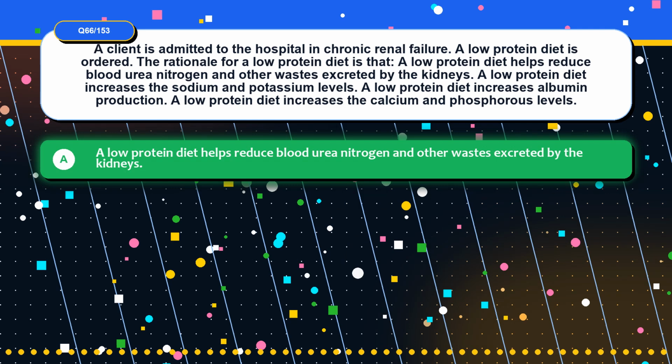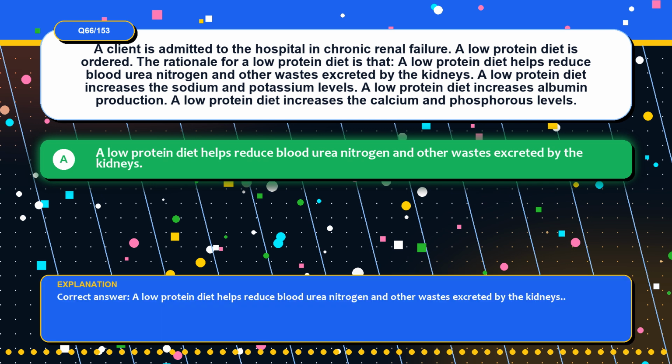The correct answer is option A. A low-protein diet helps reduce blood urea nitrogen and other waste excreted by the kidneys.